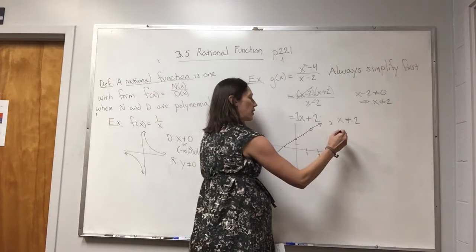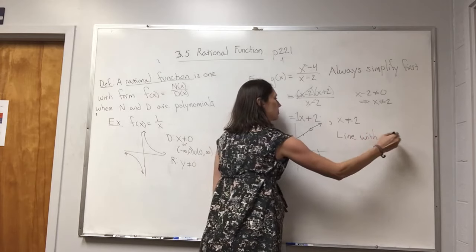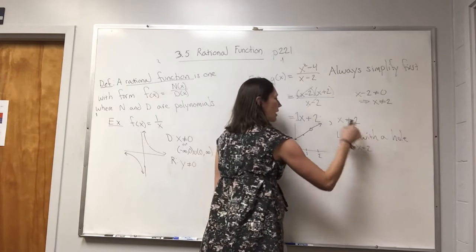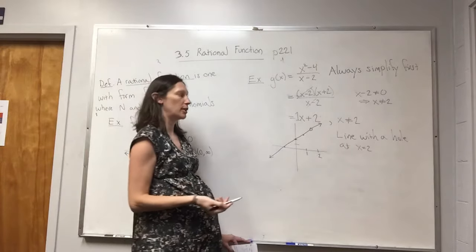So I get the graph of a line with a hole at x equals 2. I don't want to include 2. 2 is eliminated, okay? Represent that graphically with a hole.